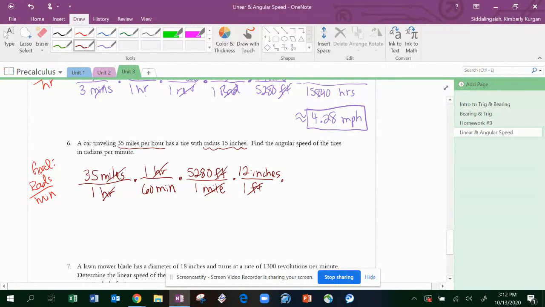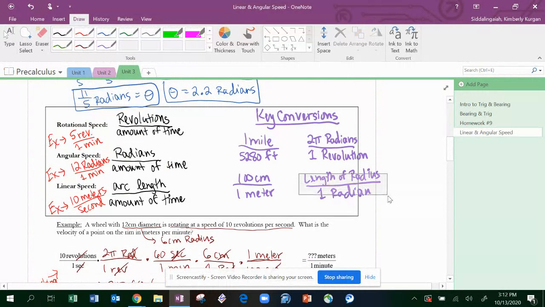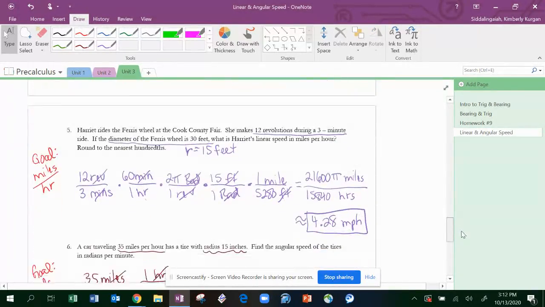Now, why the heck is that helpful? Remember, I'm trying to get to radians per minute. So I need to get rid of the inches by multiplying. I'm going to have the radius down below, because what that'll do is cancel out my inches. And then that 15 inches is equal to 1 radian. Remember, we had that conversion right there. What I'm using is, let me back it up, this conversion right here, length of radius per 1 radian. So that's what's going on there.